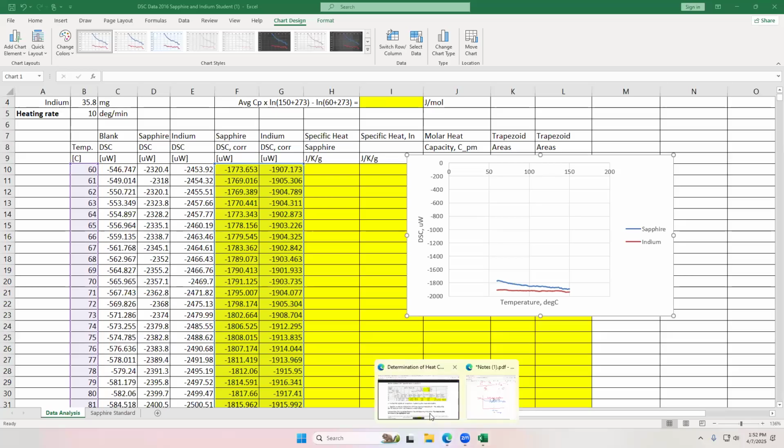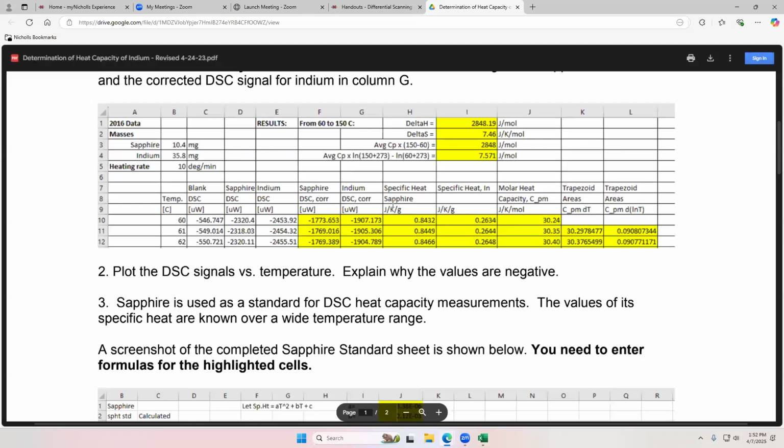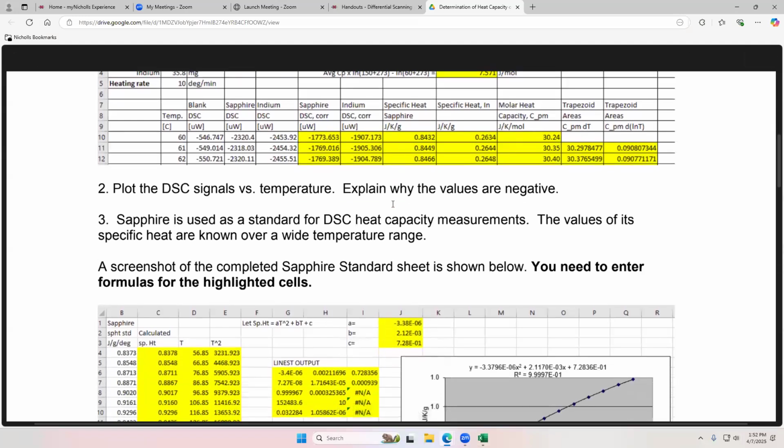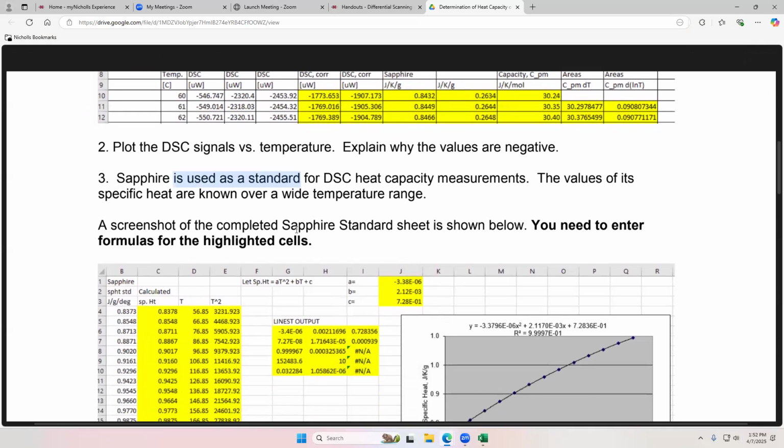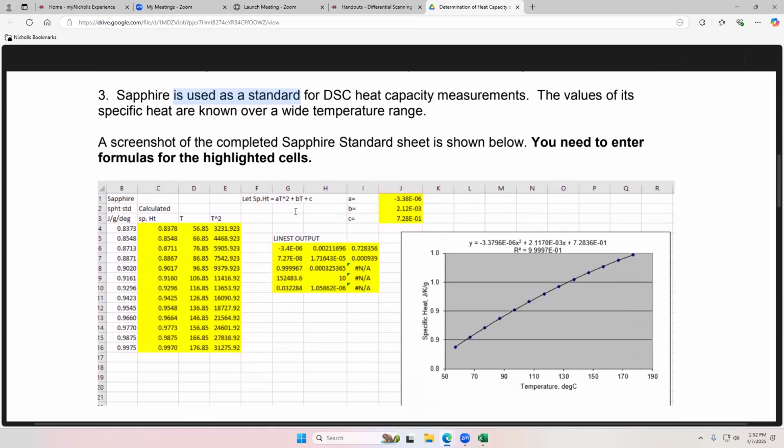All right, so what are we going to do next? We need to look up and calculate the specific heat of sapphire. Sapphire, like I said, is used as your standard for DSC heat capacity measurements, and the heat capacity of sapphire is well known over a wide temperature range.